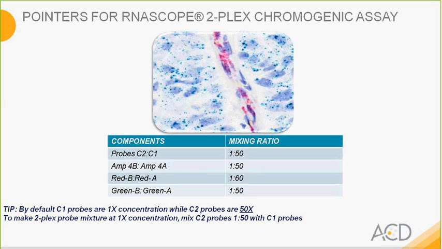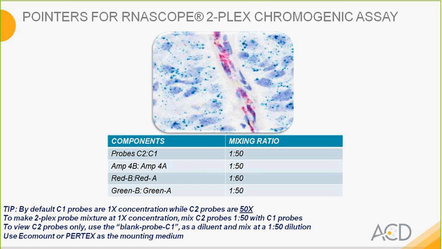We've already visited how to make 2-plex probes using C1 and C2 probes. And also, in the event that you just want to see a single-plex staining, you can dilute the probes using the blank probe.